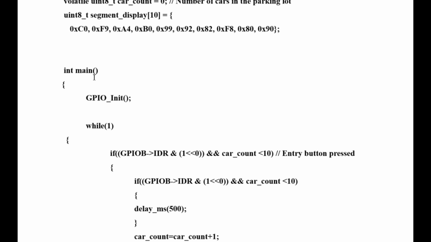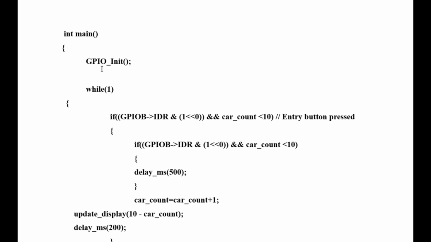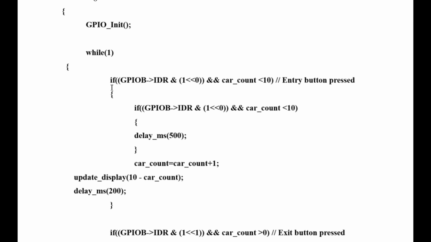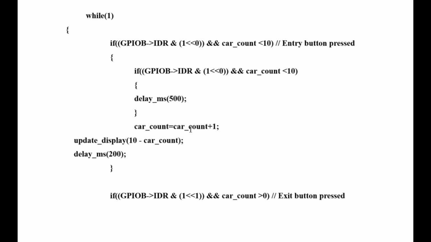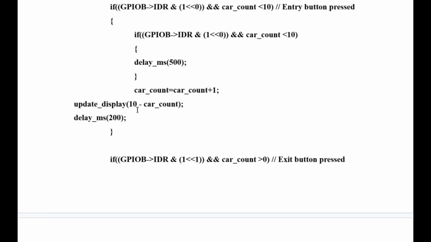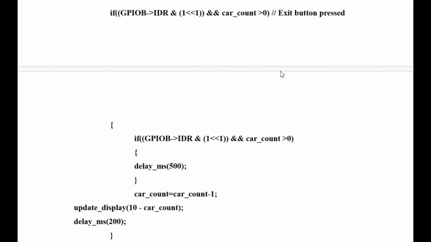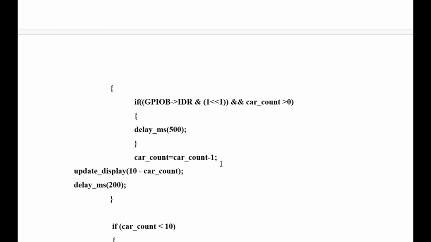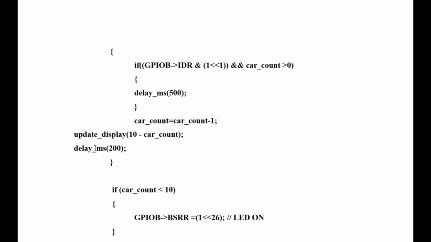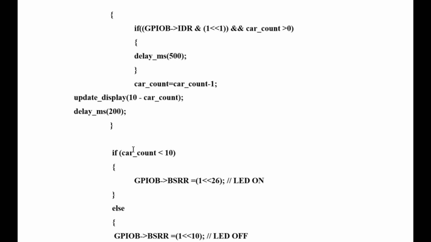So we go into the main code and we call the GPIO function to configure the pins. Then we go to the while 1 loop. If the entry button is pressed, the car count will be added by 1 and update the vacant space and update the display of the 7-segment. And when the exit button is pressed, the car count will be decreased by 1, and it will also update the vacant space or display FULL when it's full.